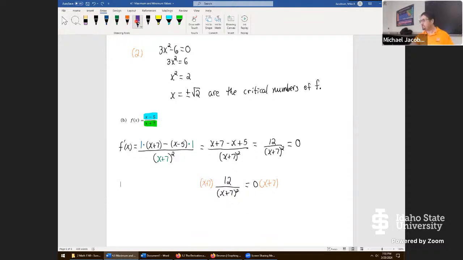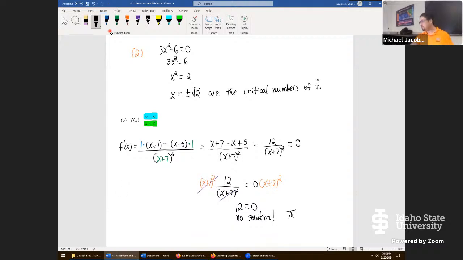Oh, let me try one more time. You need to take x plus 7 squared, the actual full-on denominator. There we go. Now my cancellation works a little bit better. x plus 7 squared cancels with this one. And you get the statement 12 equals 0, which has no solution.